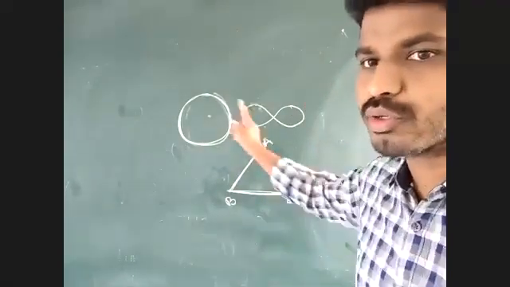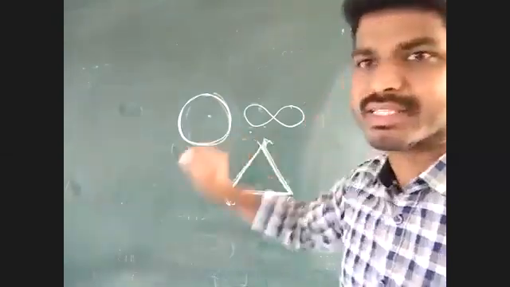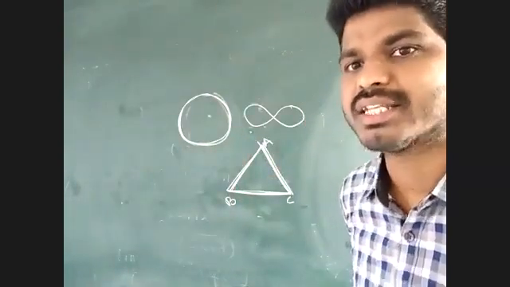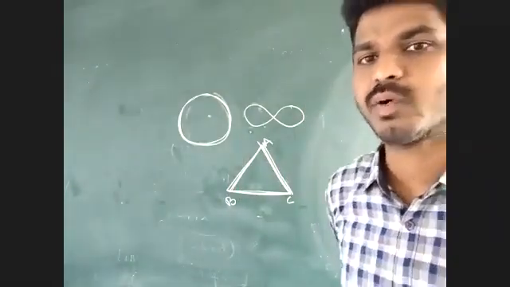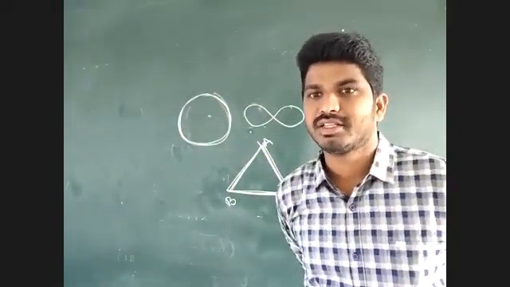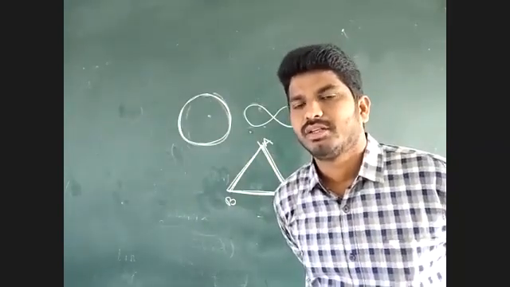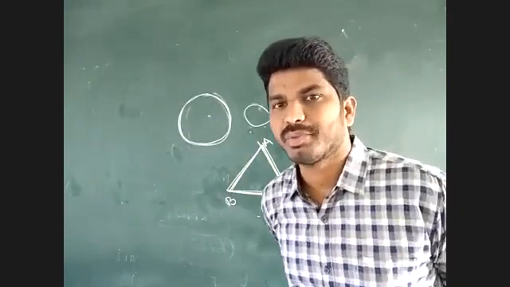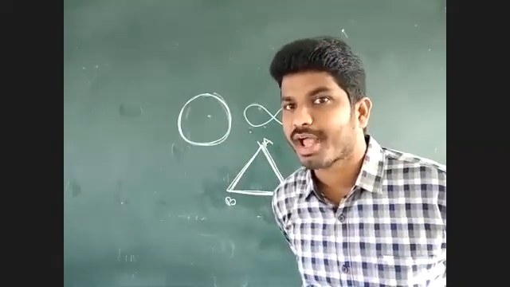A simple closed figure bounded by 3 line segments is called a triangle. Is it clear? Triangle definition? Yes, sir. So our chapter name is similar triangles. You know the triangle definition.